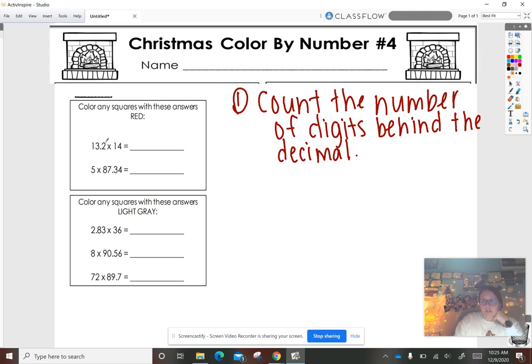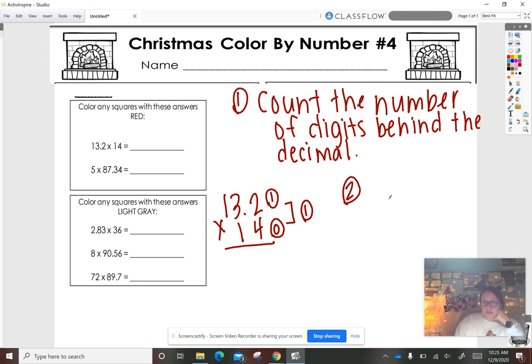So if we look at this first problem, we'll set it up down here: 13 2/10 times 14. How many numbers are behind the decimal here? 1. How many are behind the decimal here? None. And then 1 plus 0 is 1. So that means we're going to move our decimal over at the end one time to the left.